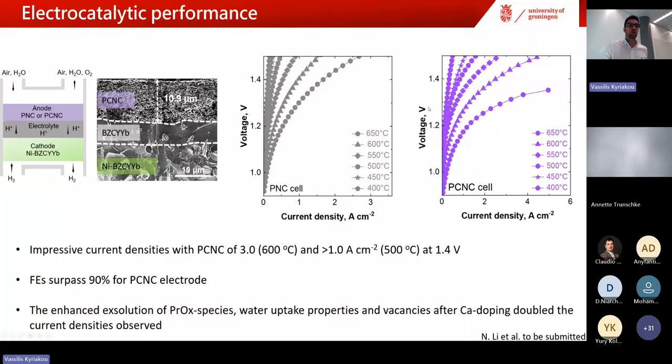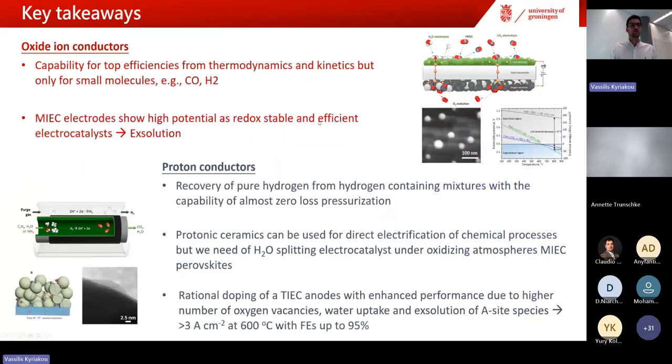I don't know how familiar you are with current densities in these systems and solid oxides. However, to achieve around 3 amperes per square centimeter at 600 degrees is significant, particularly at 1.4 volts, where a typical electrolyzer would work. So this is still work under preparation, and I would say it's a very interesting effect.